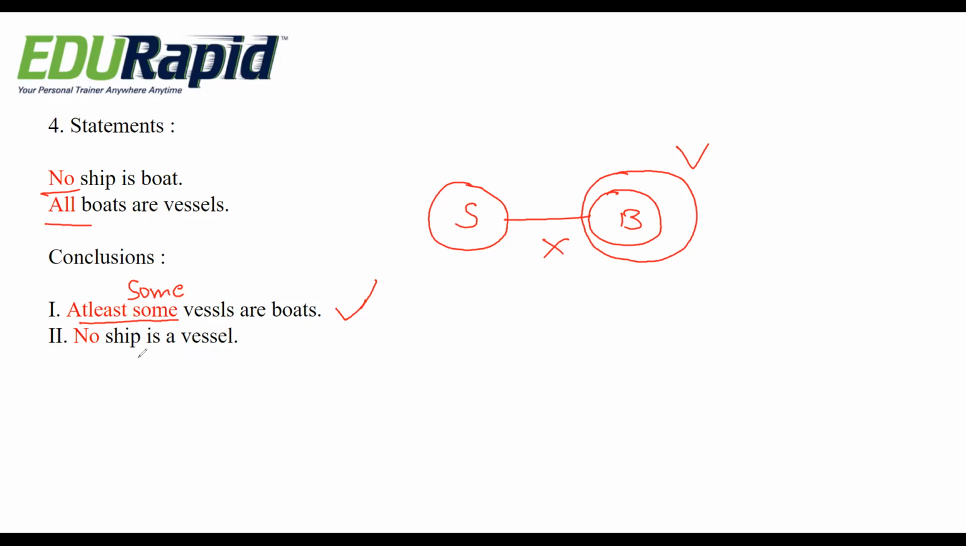Second conclusion, no ship is a vessel. It is wrong because there may be a possibility that some ship is a vessel. In the first statement they are telling only no ship is a boat. They didn't tell no ship is a vessel. Here there is a possibility that some ship can be a vessel. So no ship is a vessel does not follow because some ship can be a vessel.